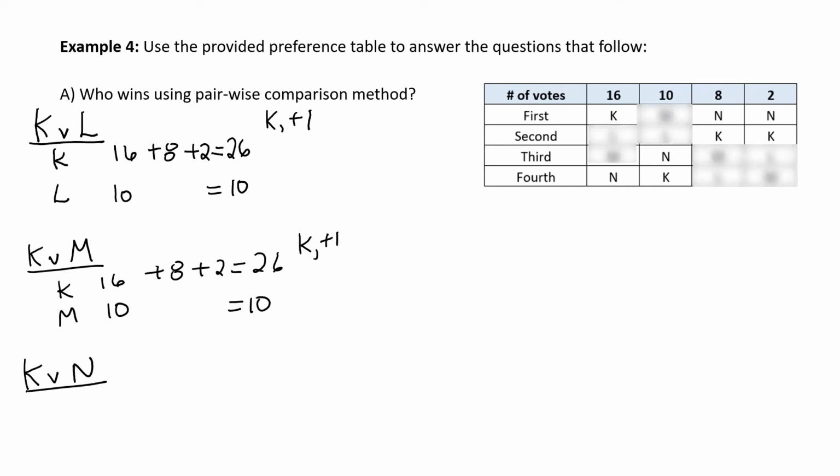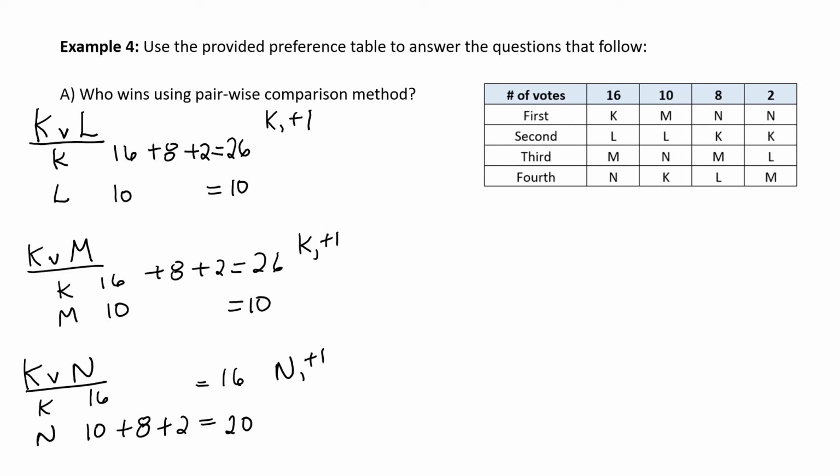Let's match up K with N. We've got K and N. On the first ballot, K wins. On the second ballot, N wins. On the third ballot, N wins, so that's 8 more points. And for the last one, N wins again, so that's 2 more. The final count ends up being 16 votes for K and 20 votes for N. So N wins that matchup.